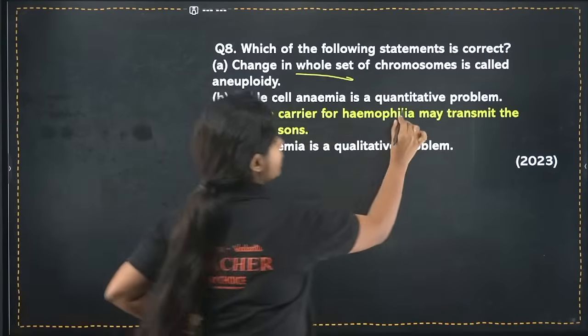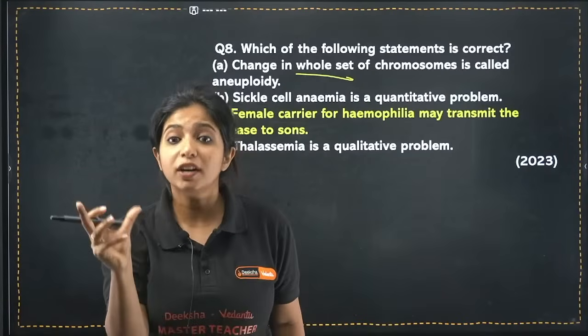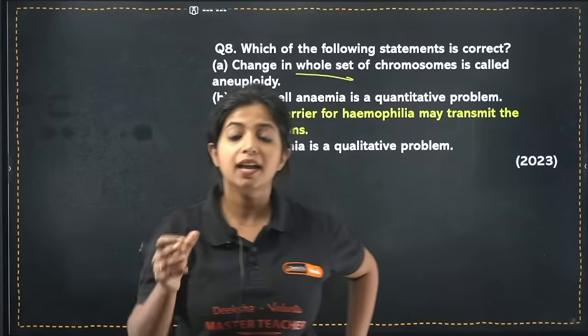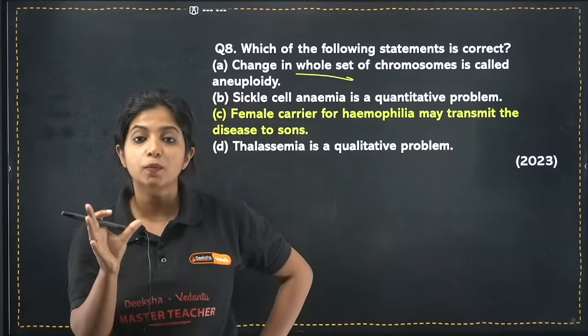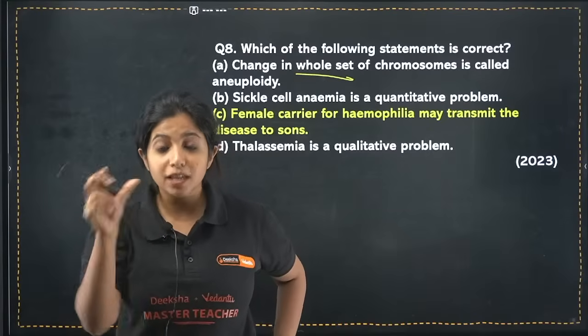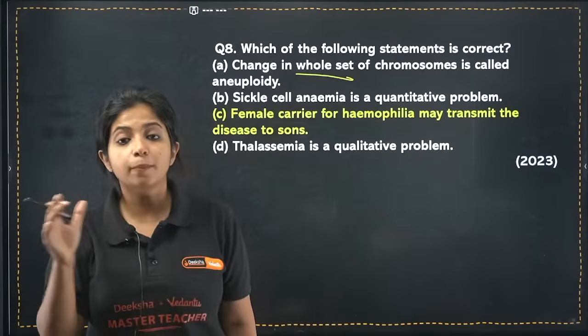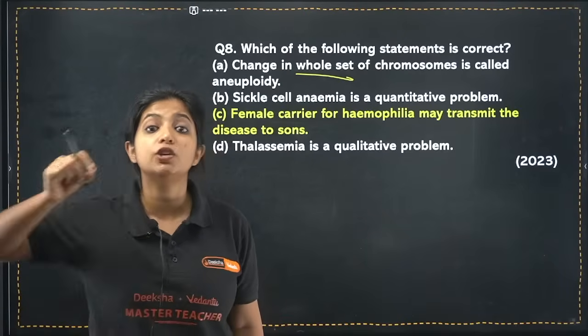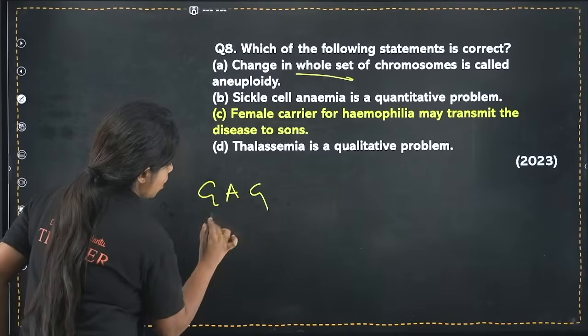Now sickle cell anemia is a quantitative problem. Wrong. It's a qualitative problem. What qualitative problem is that? Basically, the beta globin chain of hemoglobin is being affected. In the 6th position, there is a change. It was supposed to be GAG, but now it is GUG.